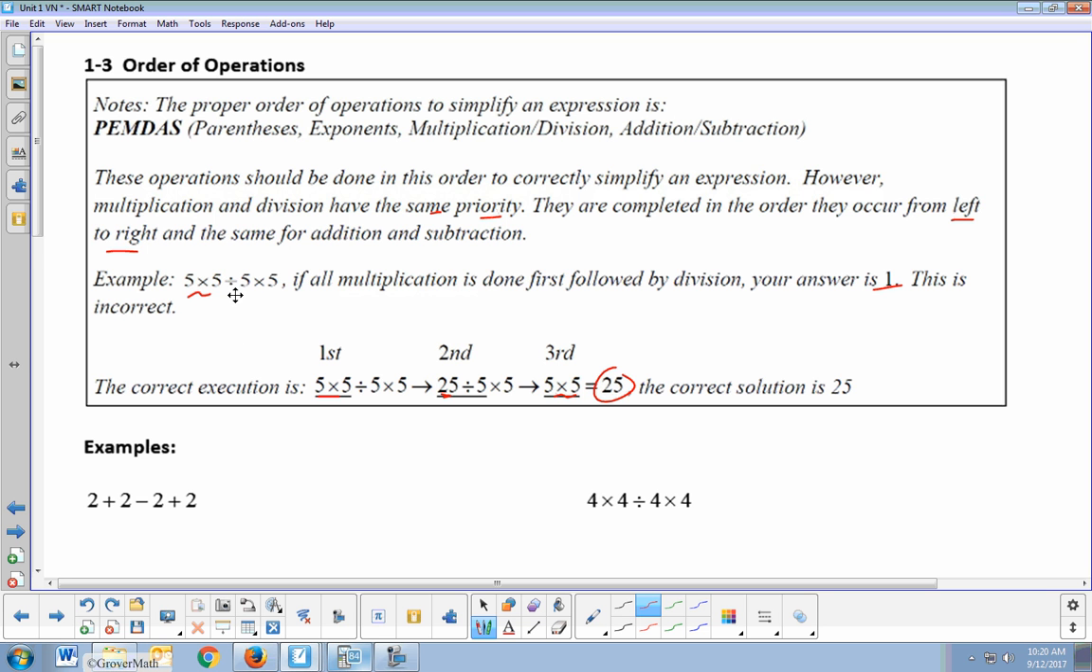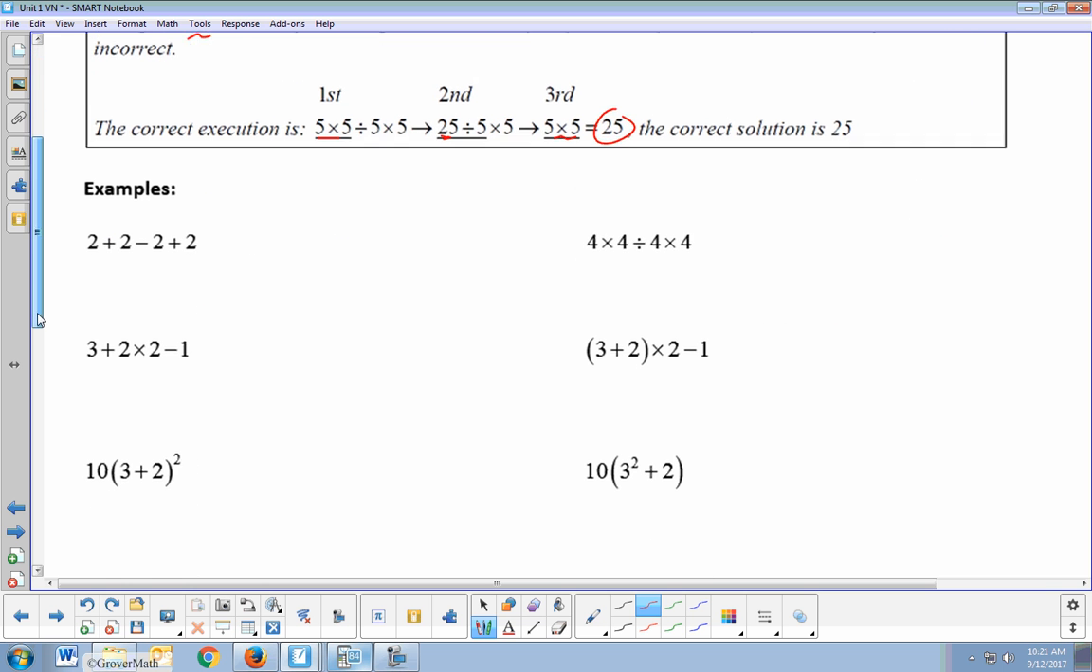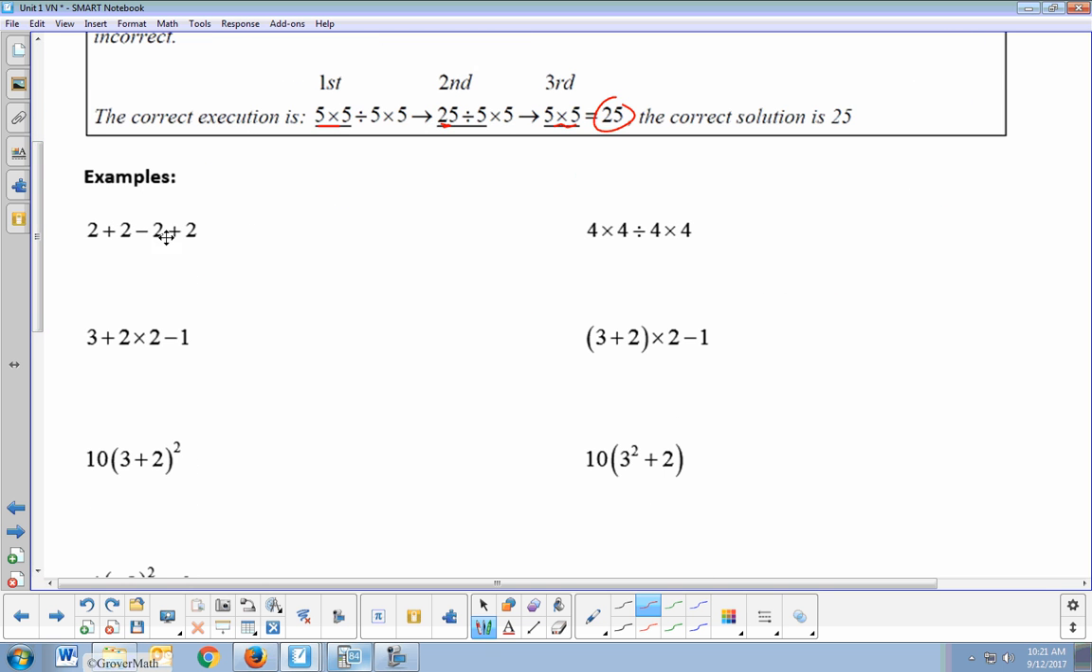And the same thing for addition and subtraction, which we'll see in our first example right here. 2 plus 2 minus 2 plus 2. I'm not going to do just 2 plus 2 and 2 plus 2 and then subtract. I'm going to do them at the same time. So 2 plus 2 is 4, minus 2 plus 2. 4 minus 2 is 2, plus 2 equals 4 as a final answer. 4 times 4 is 16, divided by 4 times 4. 16 divided by 4 is 4, times 4 equals 16. So very similar to the example you had up there.